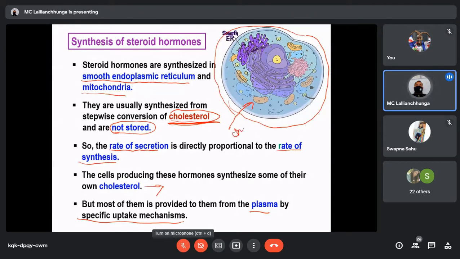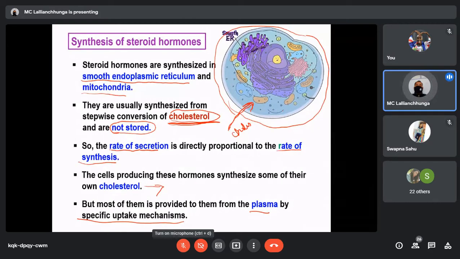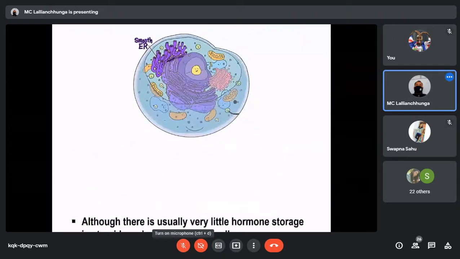Most of the cholesterol is diffused from the blood into the interstitium and then into the cell. Although the cell itself may produce some amount of cholesterol, that is less. So diffusion from the plasma is required to synthesize the steroid hormones.